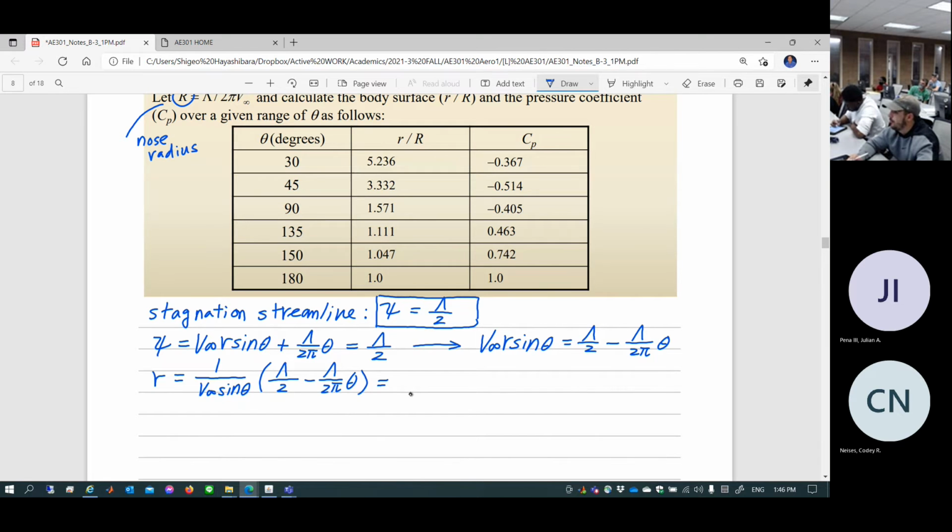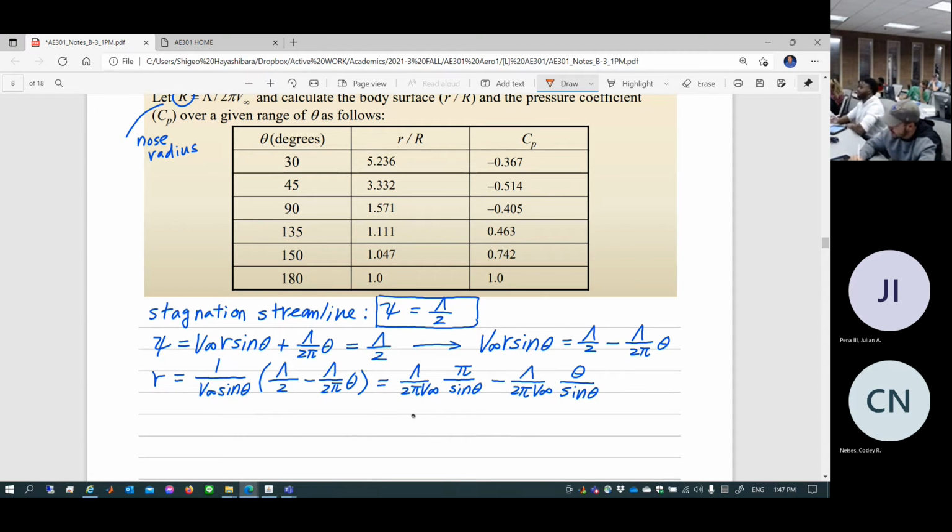So I'm going to do a little bit of a trick. I think you can predict what I'm going to do. I'm going to basically write lambda over 2 pi b infinity times pi over sine theta minus lambda over 2 pi b infinity times theta over sine theta. Why did I do that? So you can factor easier. Question, Robert?